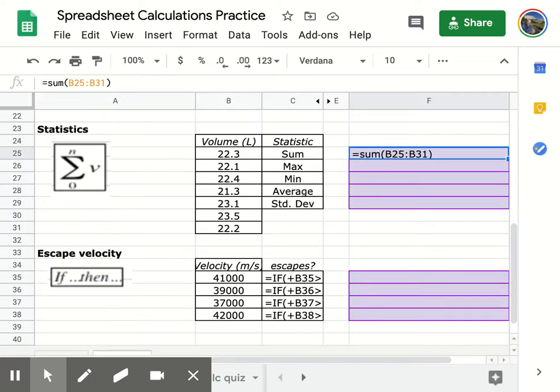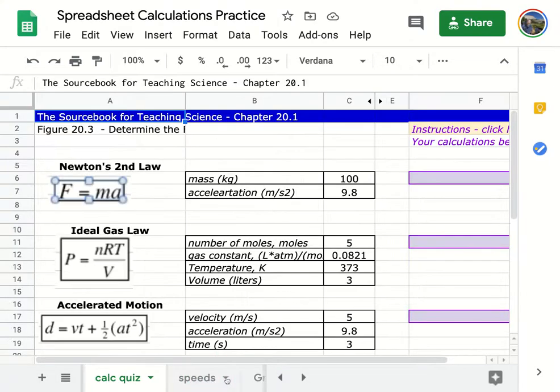You can skip this last one here, which is escape velocity. But that gives you an introduction to some basic equations and how to enter equations into your spreadsheet. And then you can go over to this one right here, and you can try some more on this one here.